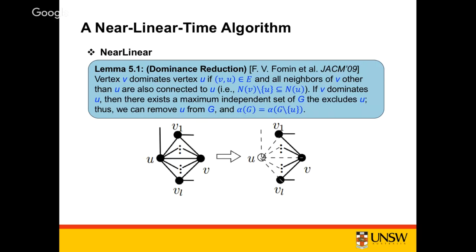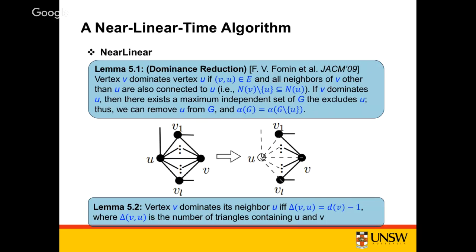So previous is a linear time algorithm. We also designed a near-linear time algorithm. So this is based on a concept of domination. So a vertex V dominates its neighbor U if all the neighbors of V are connected to U. So in this way, it is always safe to remove U and maybe add V to the independent set.